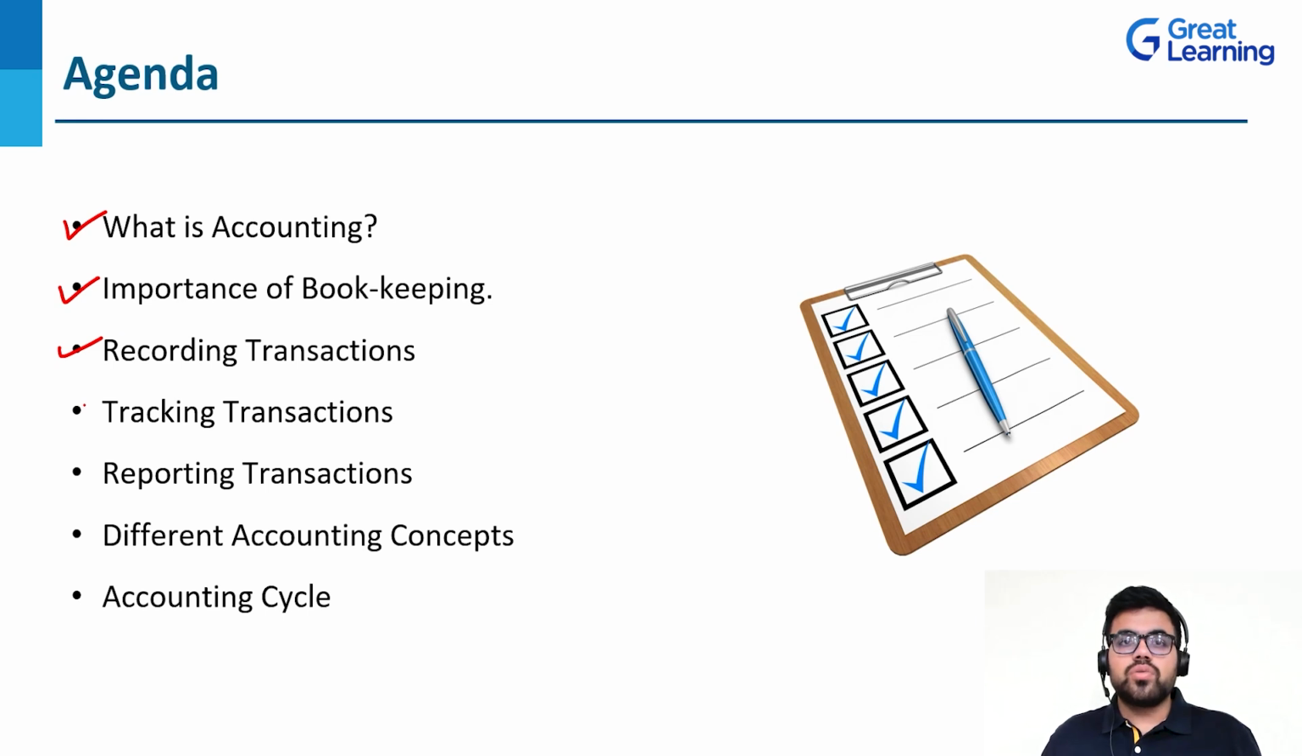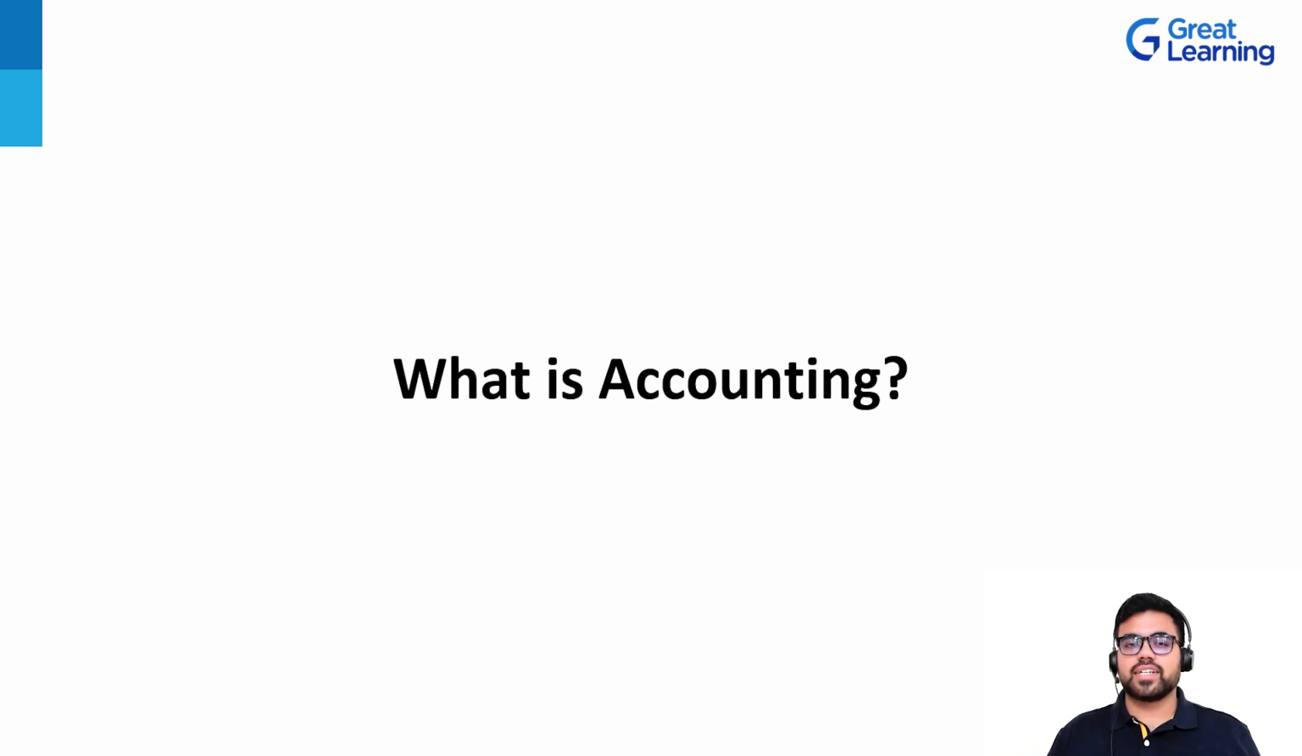Then we'll know how we can track those financial transactions either from B2B, business to business, individual to business, and so on. Then we'll be knowing how these transactions are converted with the help of accounting to three financial statements: balance sheet, income statement, and cash flow statements. Then we'll know some of the basic accounting concepts that are a must to know when we are learning accounting. Then at the end, we'll walk you through the various phases of an accounting cycle. Let's start off by knowing what is accounting.